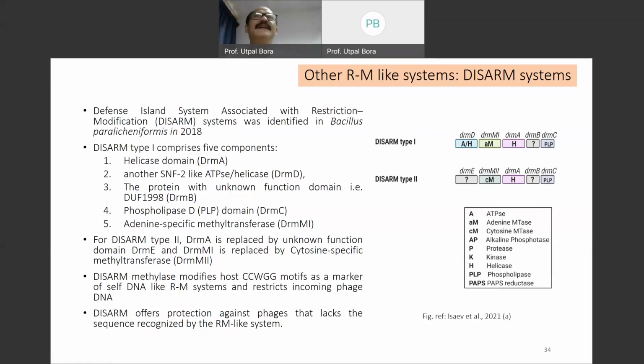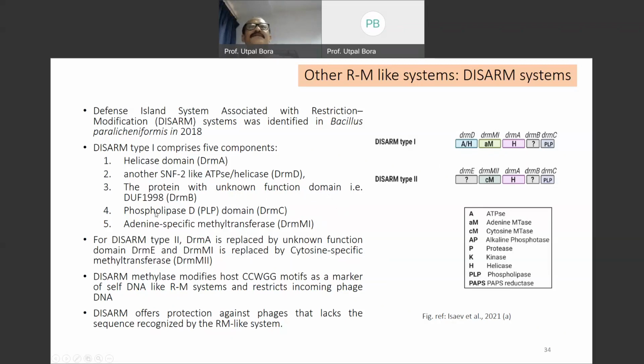So DISARM type 1 comprises 5 components. One is the helicase domain, DrmA, you can see in the picture, which is in the pink color here marked as H. Then the second component is the SNF2-like ATPase helicase, or DrmD, which is A/H in the first box. Then you have the protein with unknown function domain, DrmB. That function is still to be ascertained or assigned.